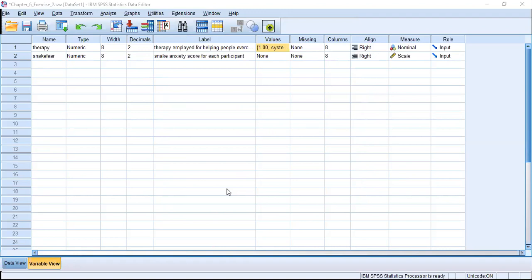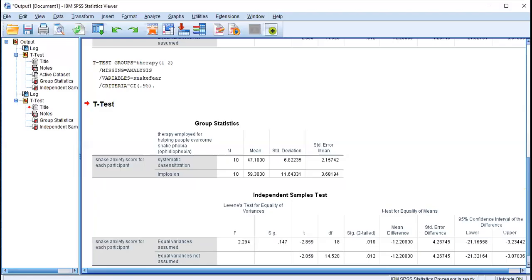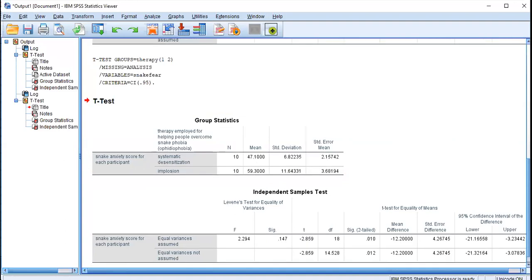I'm taking you to the output file, and here we are with the output file. We have got the answer here. So we have systematic desensitization as one variable. We have 10 respondents here, and the mean phobia or fear level these people are having is 47.1 with a standard deviation of 6.8. Whereas if you look at implosion, here again 10 participants are there. The mean score is 59.3 and the standard deviation is 11.64.